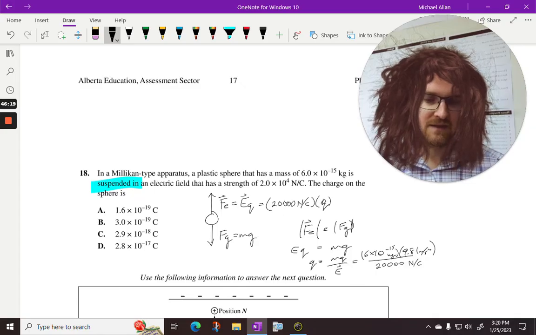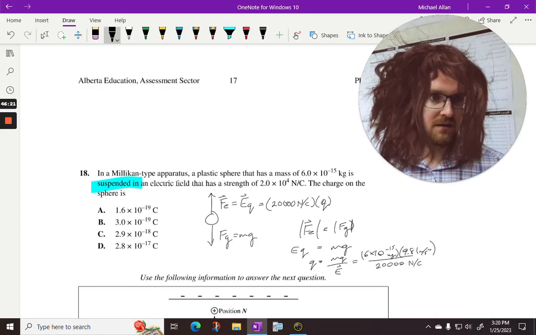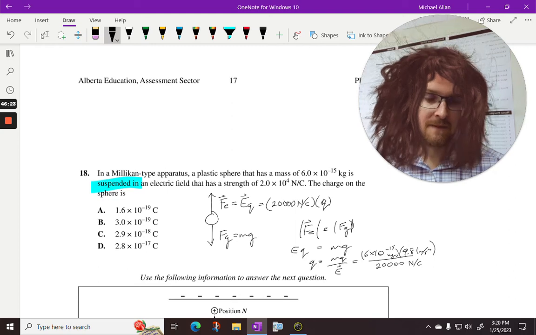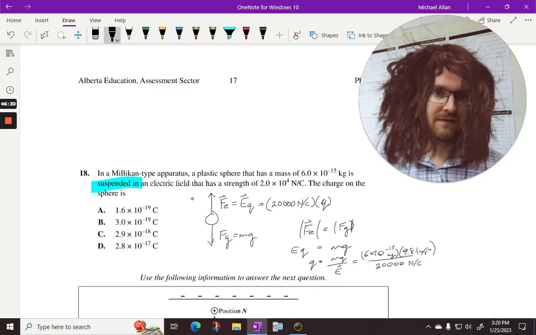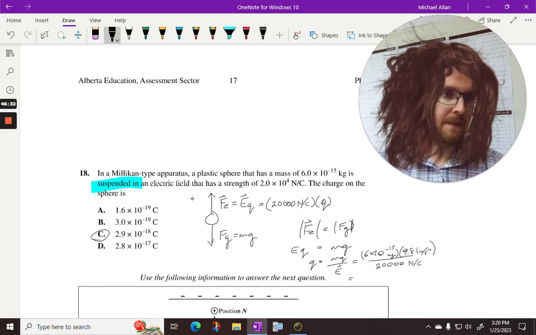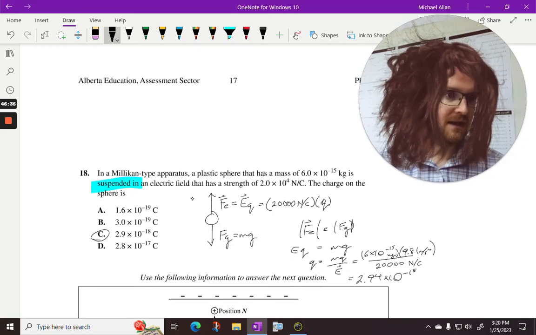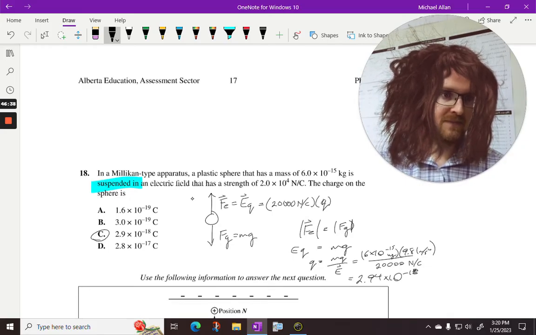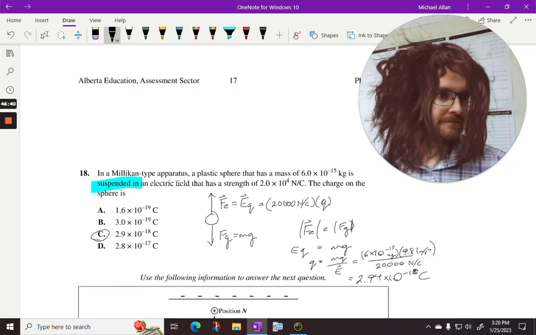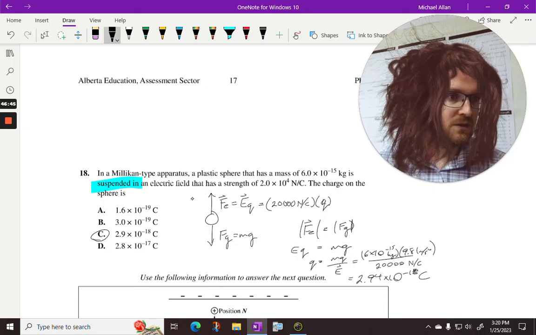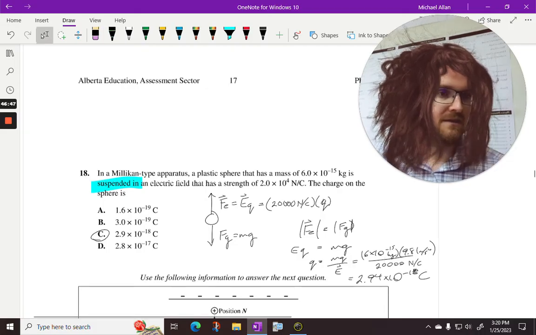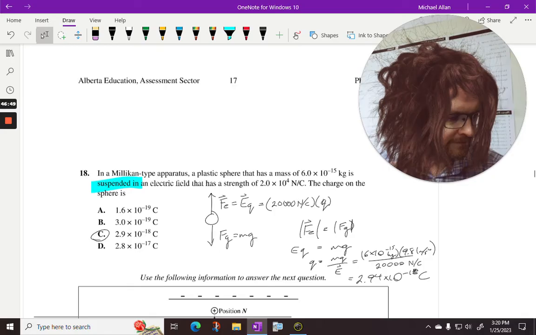6e negative 15 times 9.81 divided by the 20,000 number. So I get 2.94 times 10 to the negative 18. So it's got to be this one here. 2.94 times 10 to the negative 18, and coulombs. There you go. Kilogram meter per second squared, that's a Newton divided by Newton. Yeah, the Newtons cancel out. We're left with coulombs. Cool.